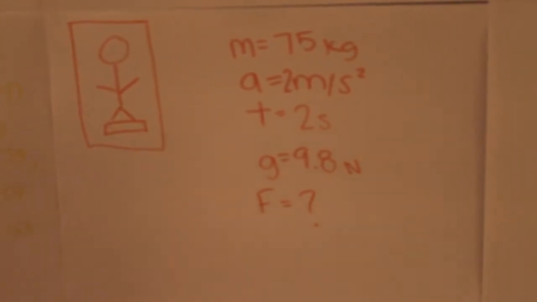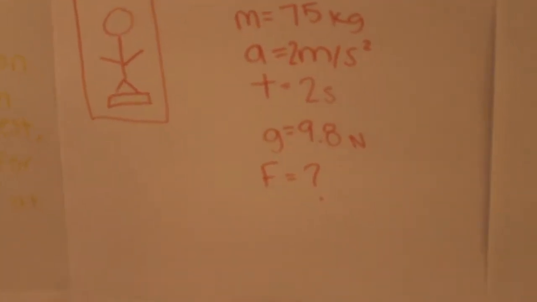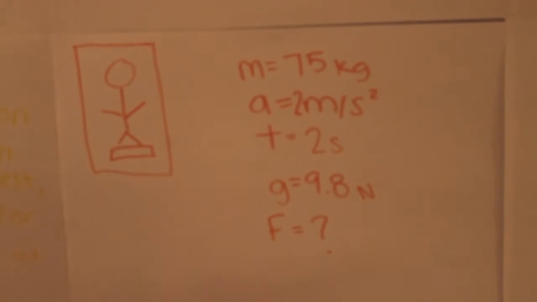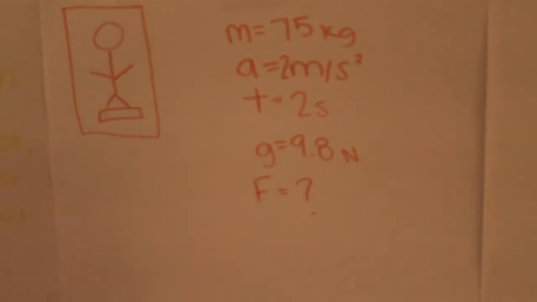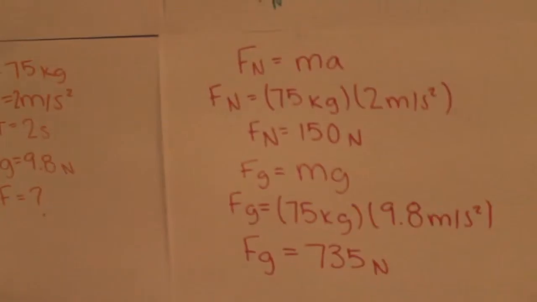Your mass is 75 kilograms, and you are standing on a bathroom scale in an elevator, starting from rest. It accelerates upward for 2 seconds and then continues at a constant speed. Okay, to start the problem off, we're going to make a diagram and write down our known values, and we're going to be looking for F.